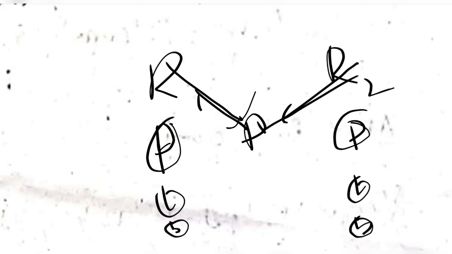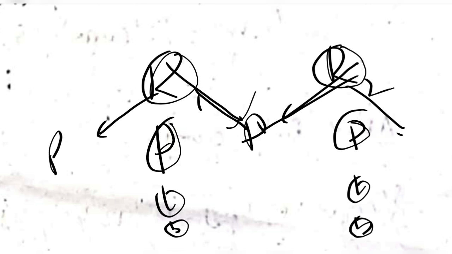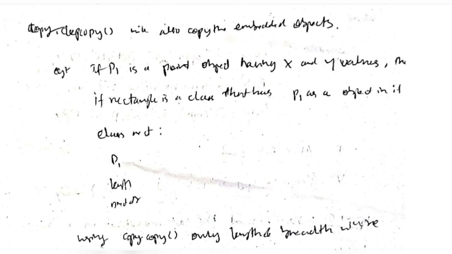So if you want R1 to point to a different P1 object and R2 to point to a different P2 object, at that time we'll use copy.deepcopy. So that's the basic difference between copy.copy and copy.deepcopy.